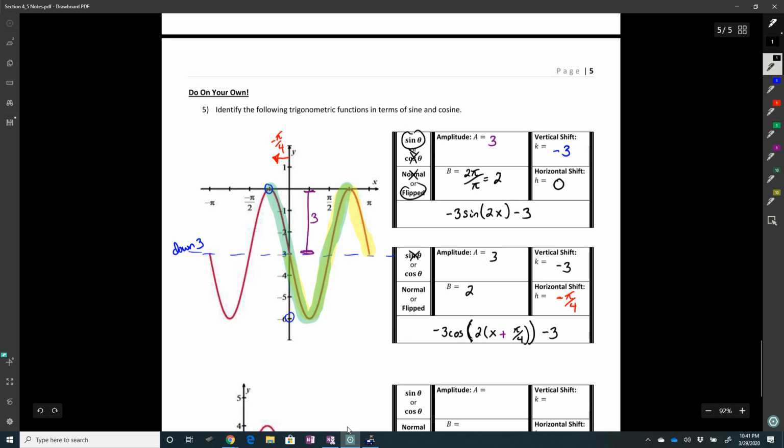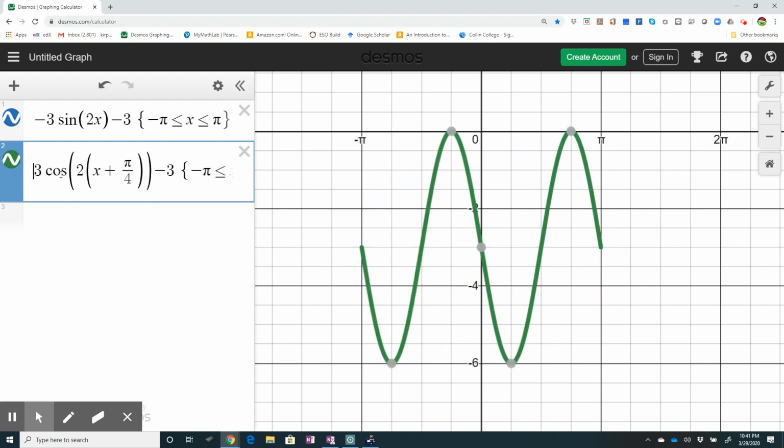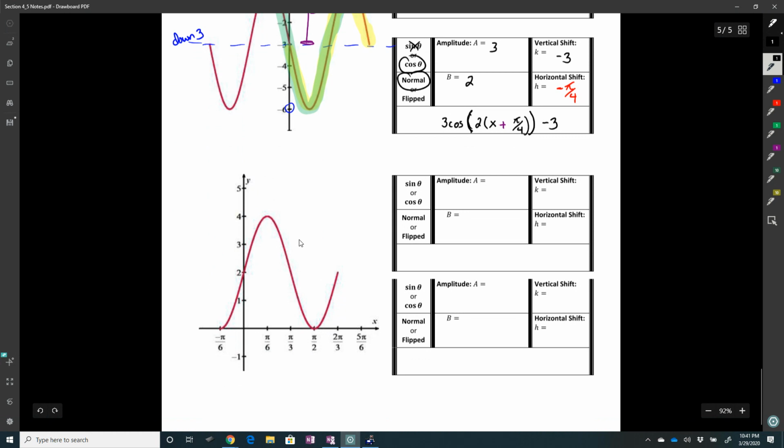But if you notice, that's not a flipped cosine. That's just a regular cosine. I made a goof. I'm sorry. So if that was Gilbert on the test, I would have lost a point because I messed up there. There we go. And so now it's the same. All right. So now we go to our last one.